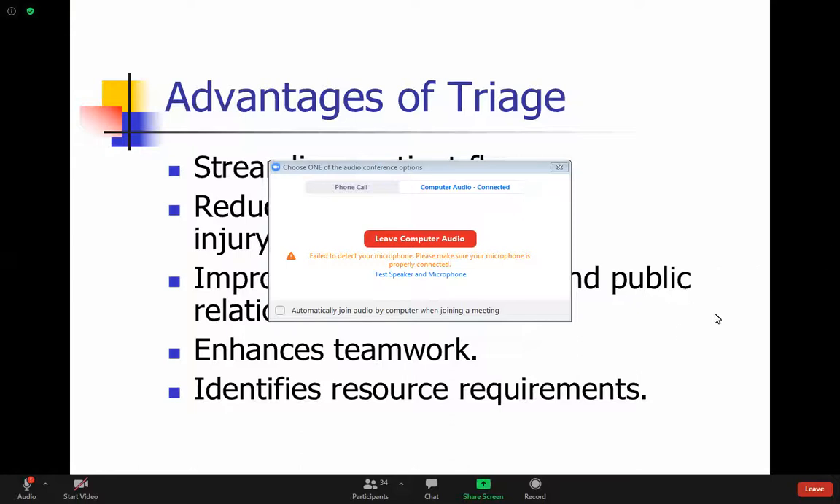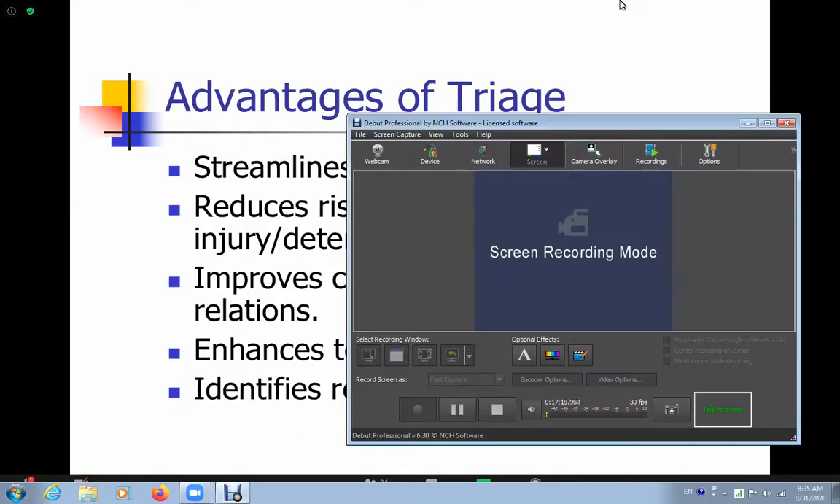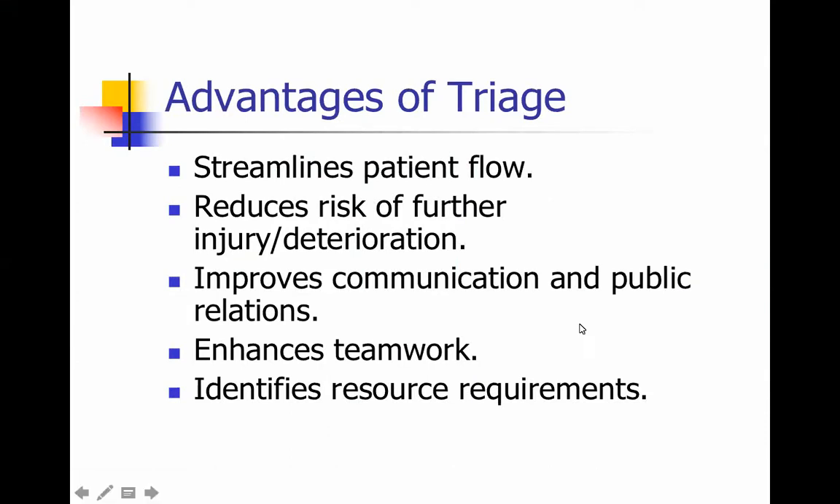Analyze the resource requirements. So you want to know what are the resources available, and based on that, you're going to decide how to triage your patients. Because, for example, if the patient comes in and he has burn injury, and you don't have a burn unit or burn specialist, then you're going to redirect him to go to a specialized hospital that has burn facilities.